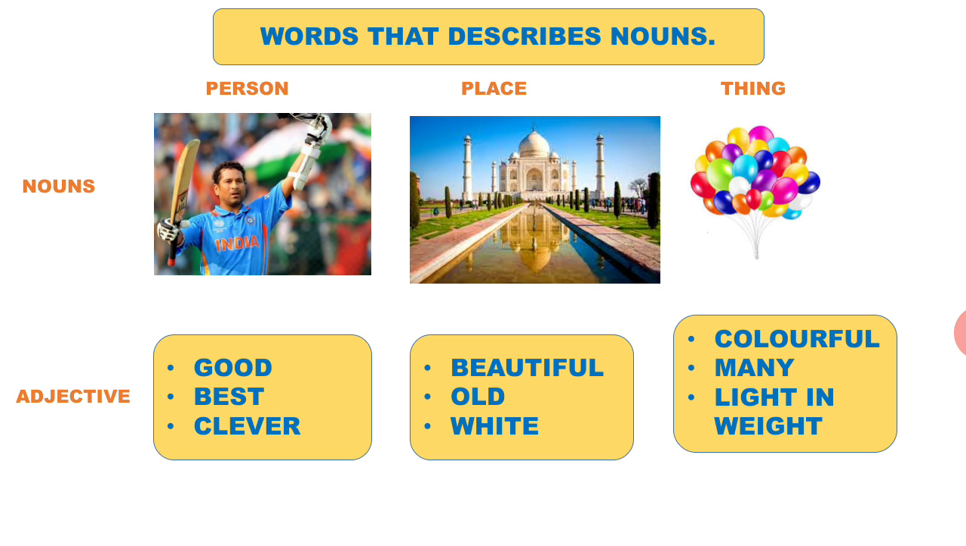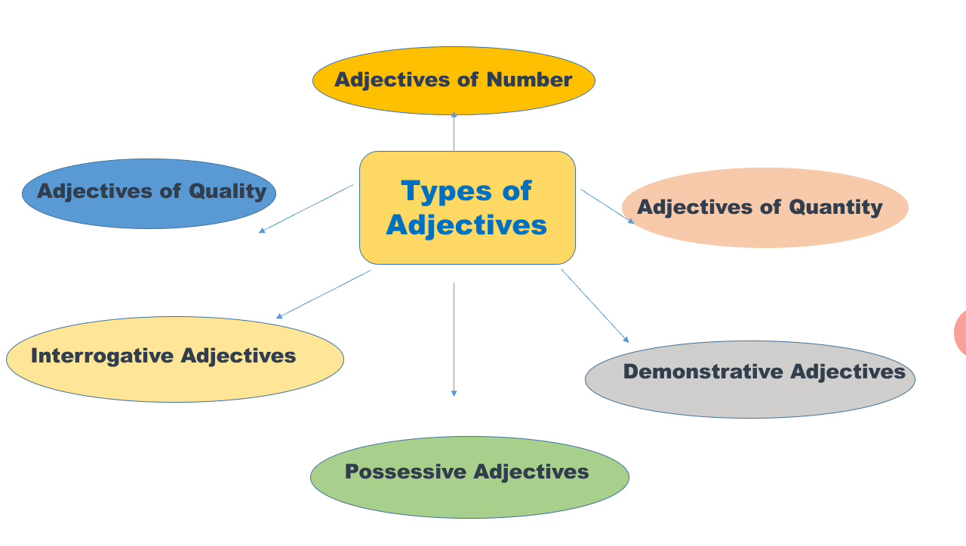Now a thing like balloons. Here there are colorful balloons. There are many balloons. Balloons are light in weight. All the words like colorful, many, light in weight, all these are describing words. So in short, adjectives are describing words. They describe the name of a person, place, thing, animal or an idea. So adjectives are describing words. They describe the noun.